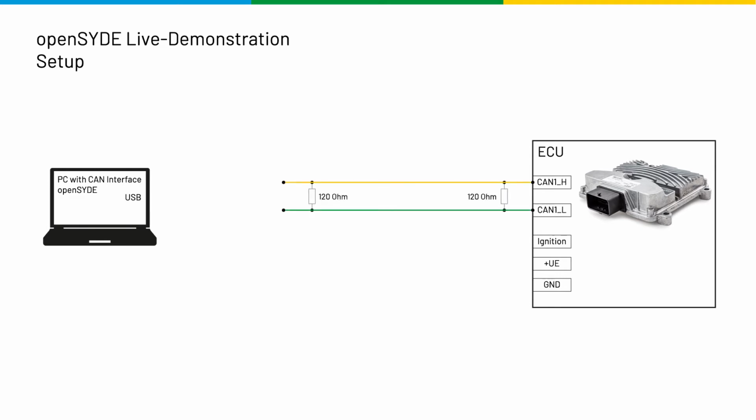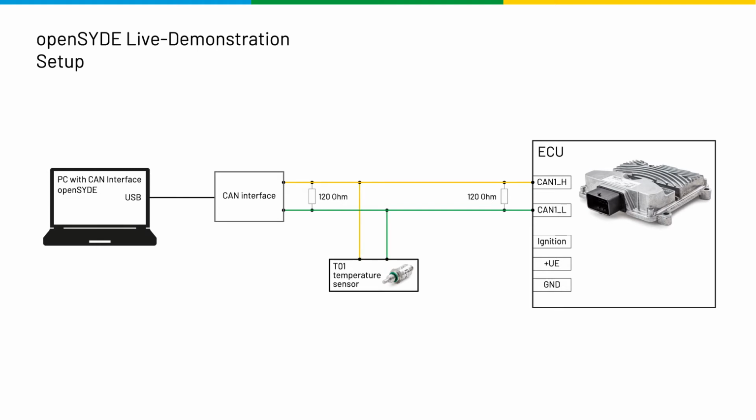On the CAN bus 1 of the controller, we connect the required terminating resistors and a peak CAN USB interface for the connection of the PC on which openSYDE is running. We also connect a temperature sensor that has a CAN interface to the CAN bus. Finally, we connect a power supply unit to the inputs of the power supply of the devices.